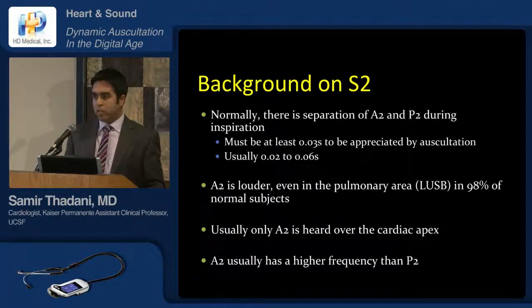So normally there's a separation of A2 and P2 during inspiration, and it must be at least 0.03 seconds to be appreciated by auscultation. And usually, based on studies done in the 1950s and 60s, it's between 0.02 to 0.06 seconds. A2 is louder, even in the pulmonary area, which is the left upper sternal border, in 98% of normal subjects. And usually at the apex, only A2 is heard. A2 also tends to have a higher frequency than P2.